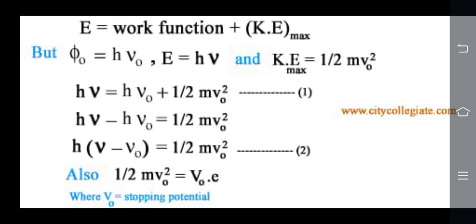h nu is equal to h nu naught plus 1 half m v squared. h nu minus h nu naught is equal to 1 half m v squared. Taking the Planck constant h common, h times (nu minus nu naught) is equal to 1 half m v squared. This is the Einstein photoelectric equation. Thank you.